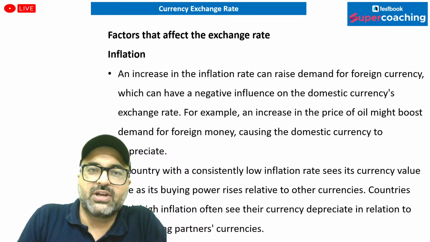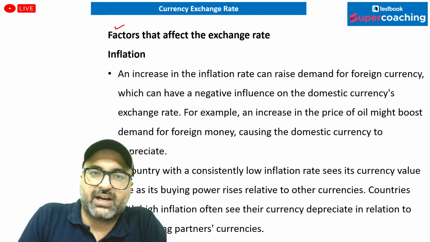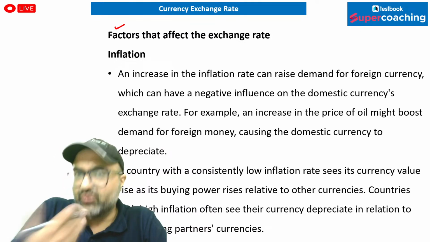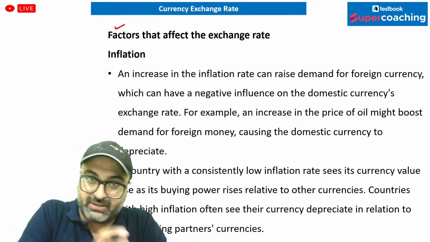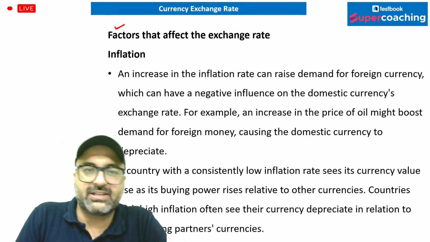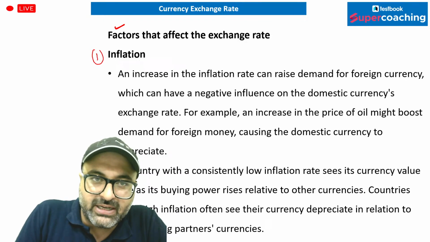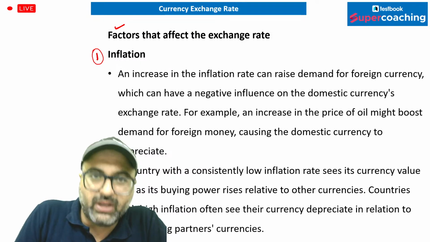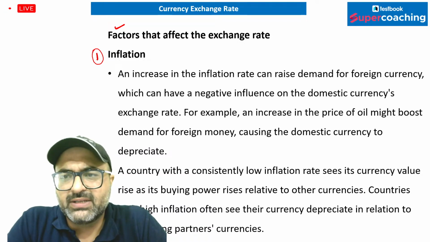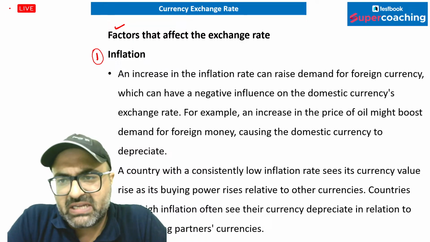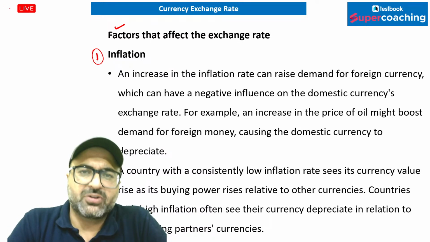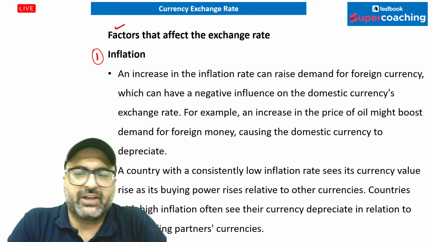Now the question is, what are the factors which affect the exchange rate? I will discuss with you the methods through which we calculate the exchange rate, but first, what are the factors which affect it? The first and most important factor is inflation. Now the question is, what do you understand by the word inflation?